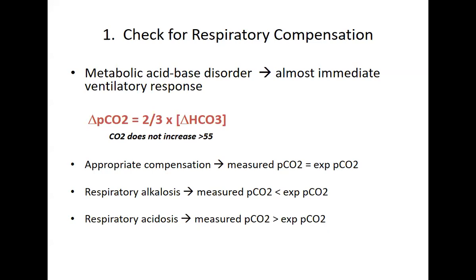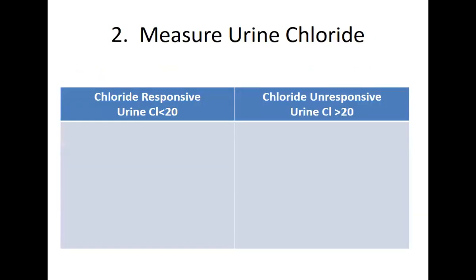It's this: delta PCO2 equals 2/3 the change in your bicarb, if you were curious. But the CO2 will not increase much more than 55, right? The body's never going to just entirely stop breathing to compensate for metabolic alkalosis. It kind of peaks at about 55 and then it'll stop compensating. If you try to figure out why the patient has a contraction alkalosis, you could measure the urine chloride.